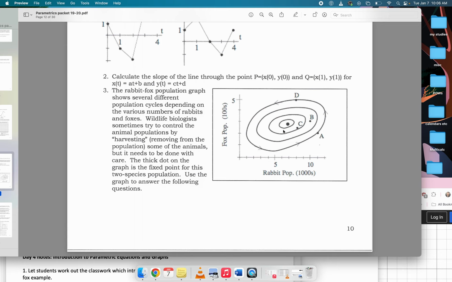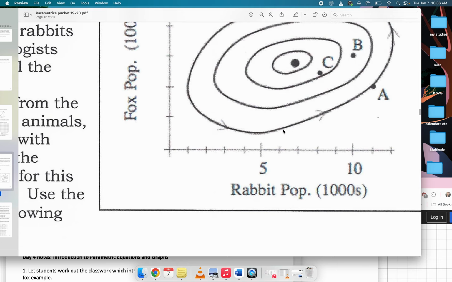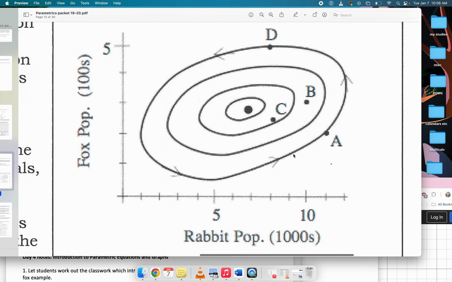What I want you to know is that essentially, depending upon the overall population of the rabbits and the foxes, you'll get different kinds of behavior. Like if, for example, the rabbit population is 10,000 and the fox population is 1,000, then you're looking at this dot right here, approximately. And what's going to happen is, if that's the current population of the rabbits and the foxes, then over time, the populations will go through this cycle right here.